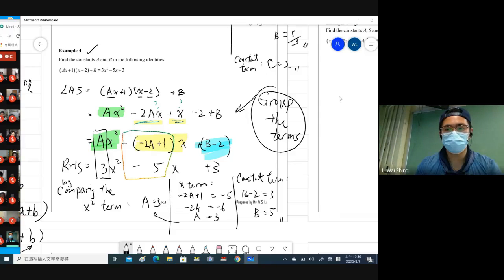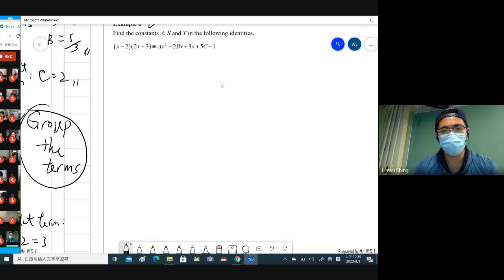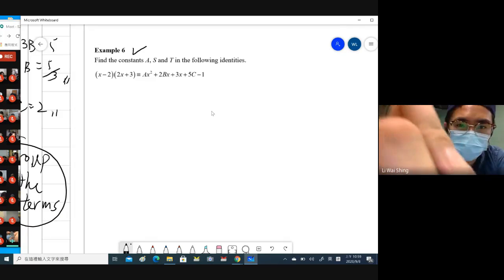Okay, let's take a look at example 6 then. Try to group the terms now. Okay, see how you get. It should not be AST, it should be ABC actually. I typed it wrongly here.